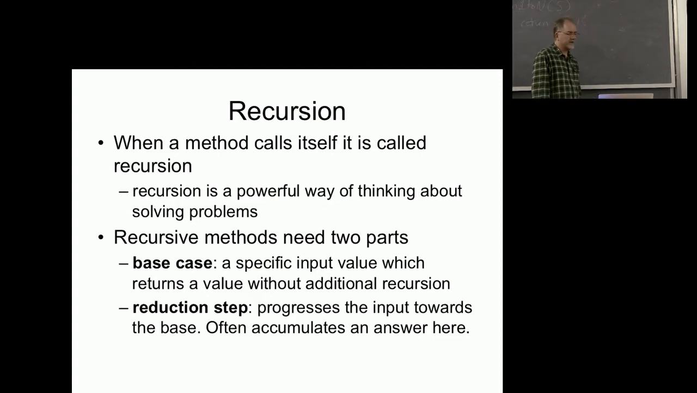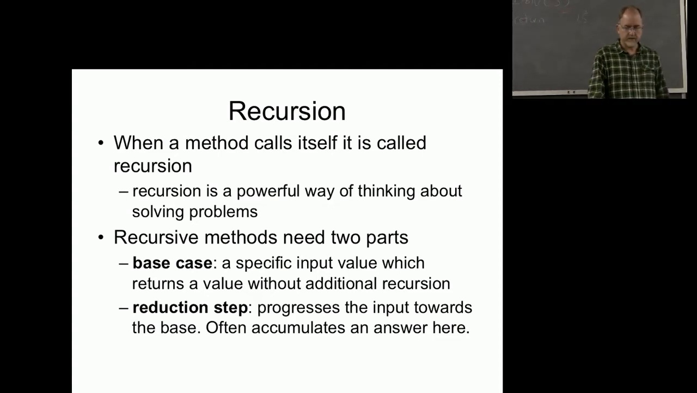Now, recursive methods need 2 parts. They need the base case, which is some specific answer for some simple case. Like usually, if you're adding a bunch of numbers, it's the 0 or 1, whatever it is. It's the simplest thing you can think of, and you already know the answer to it, basically. And then there's some sort of reduction step where if you have some larger case, you figure out how to break the problem into parts where you can progress towards the base case.